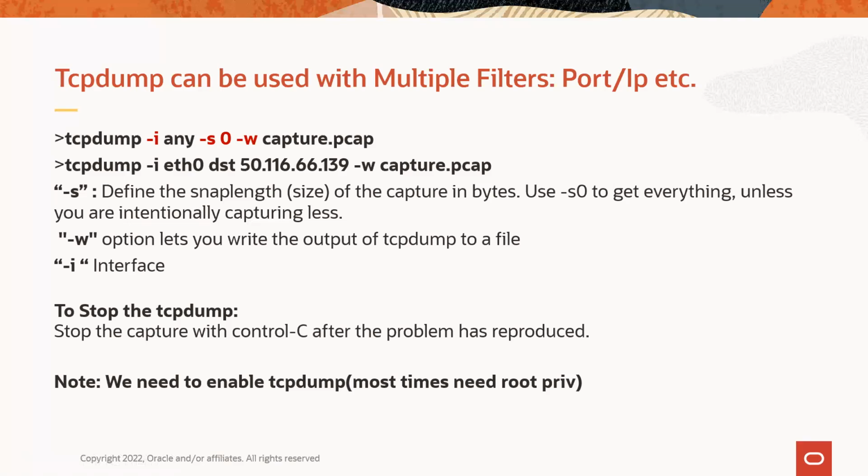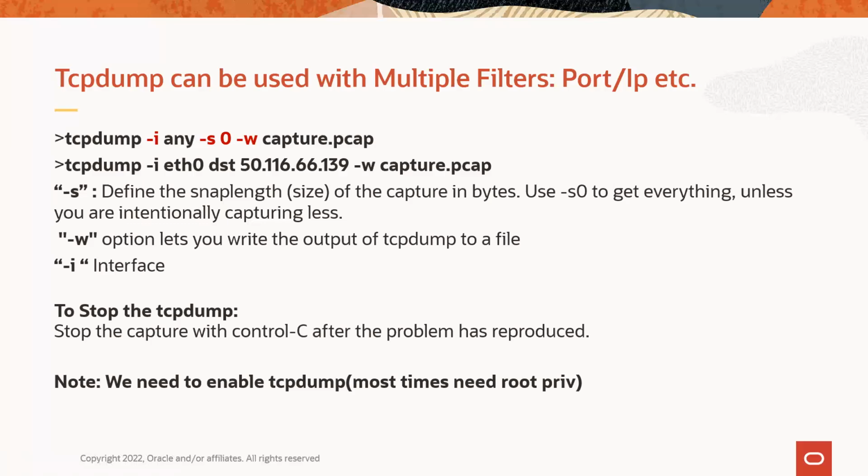If you're not sure what the interface is, you can capture the traffic on all interfaces by saying any. As a pro tip, always include -s0 to get everything, unless you're intentionally capturing less information. When support says give me a tcpdump, you need to enable tcpdump with the interface where the packet communicates with the outside world. If you're not sure about the interface, just make it any, with the option -s0 and -w, which lets you write the output of the complete tcpdump into a file.